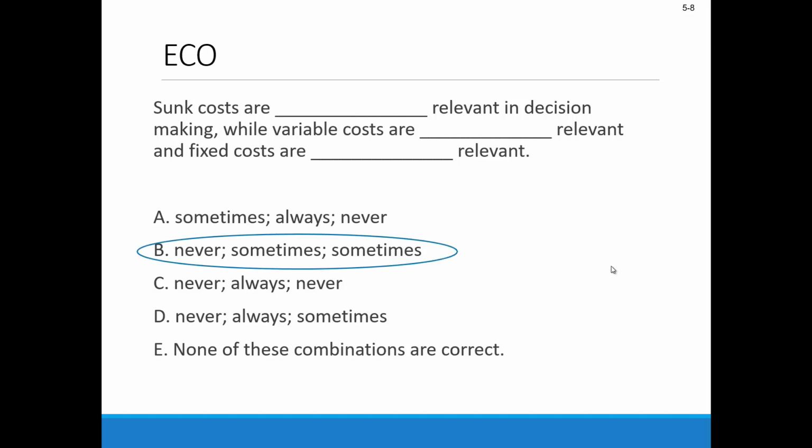So the best answer there is B. Sunk costs are never relevant in decision making. Variable costs are sometimes relevant. Fixed costs are sometimes relevant.